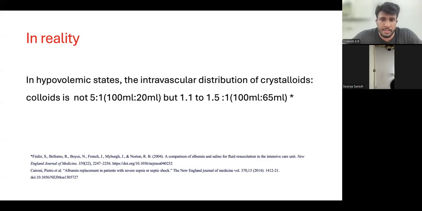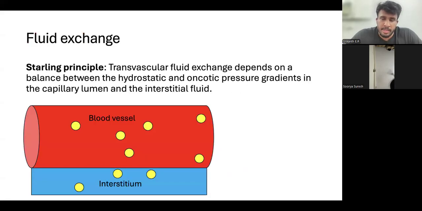So let's start off with the Starling principle. The Starling principle basically states that transvascular fluid exchange depends on a balance between hydrostatic and oncotic pressure gradients in the capillary lumen and the interstitial fluid. The hydrostatic pressure is the pressure exerted by the fluid column within the vessel. For example, the capillary hydrostatic pressure, denoted as Pc, is the pressure which pushes fluid out from the blood vessel into the interstitium.